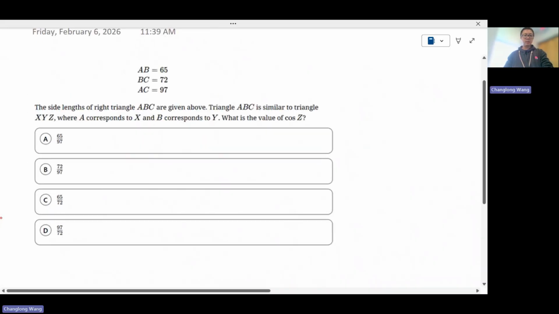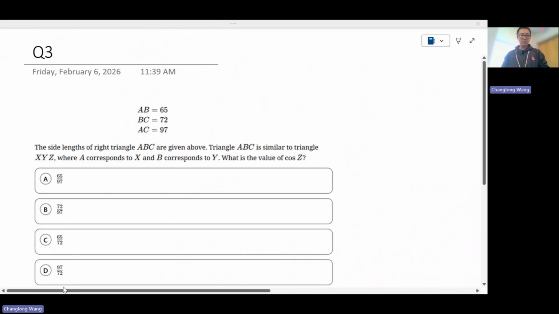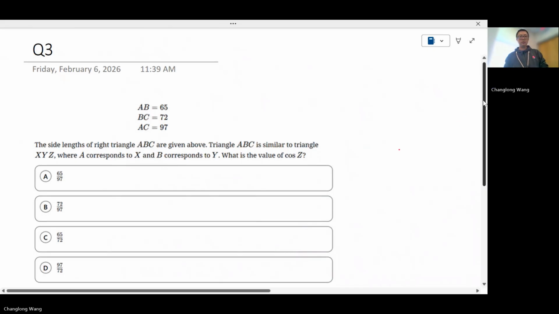Again, 2 minutes. Well, let me see if I can just put a timer. You know what? Never mind. I don't want to cause too much anxiety. Go ahead. Number 3. I'll wait for roughly 2 minutes.